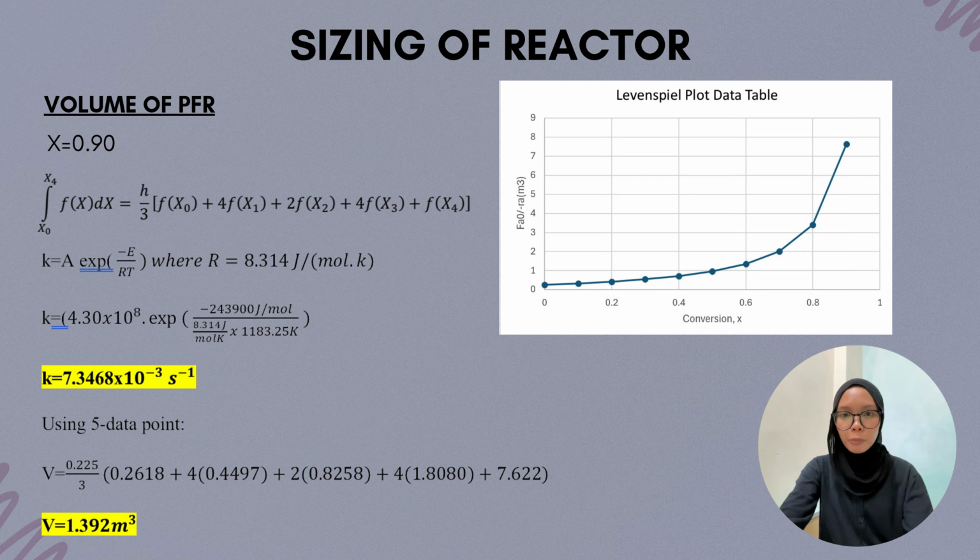Using the 5 data points, we applied Simpson's rule. After substituting all the values, we get the volume of the PFR as 1.392 meter cube. To achieve 90% conversion, our reactor requires a volume of approximately 1.4 meter cube. This confirms that the operating conditions we selected are effective, giving us high hydrogen yield while keeping the reactor size relatively small and practical for industrial application.